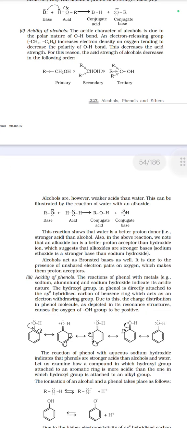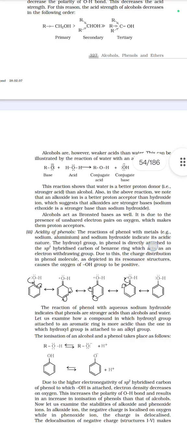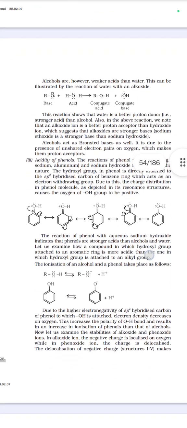Alcohols are, however, weaker acids than water. This can be illustrated by the reaction of water with an alkoxide. Base plus acid gives conjugate acid plus conjugate base. This reaction shows that water is a better proton donor, a stronger acid, than alcohol.